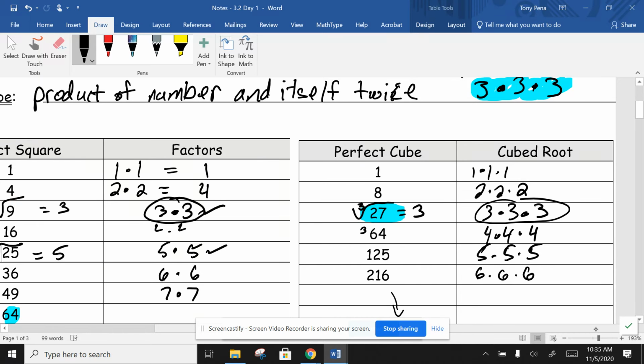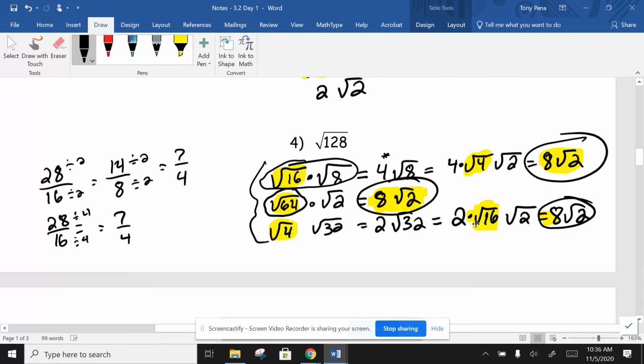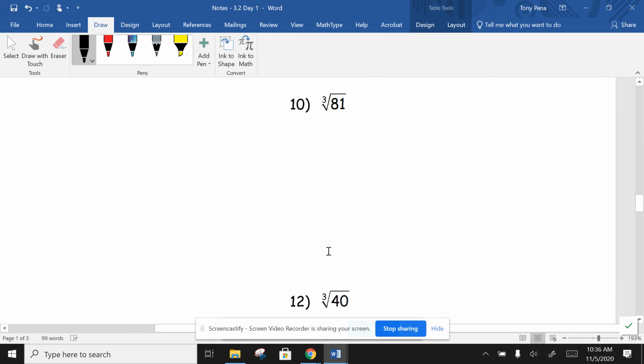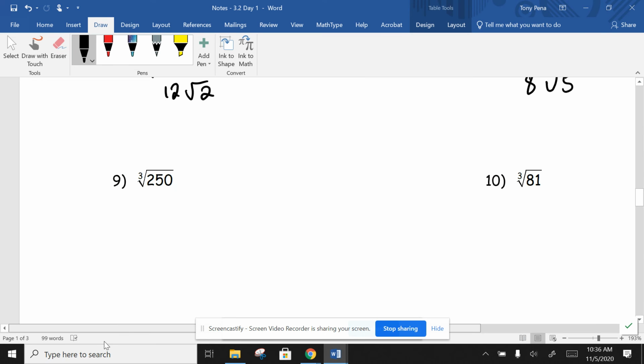If I ask you what the cube root of 64 is, the number that got multiplied by itself 3 times is a 4. So we would say the cube root of 64 is 4. So on and so forth. So the cube root of 125, since it took 3 5s to get 125, the cube root of 125 is 5. So when we now go to these problems down here and I ask you to simplify them, it's the same thought process, but now we want perfect cubes.